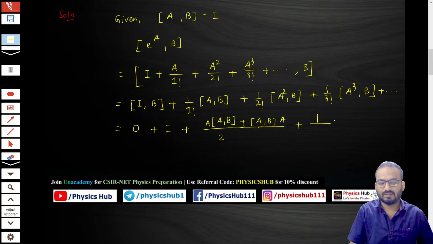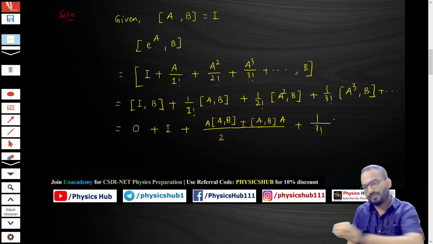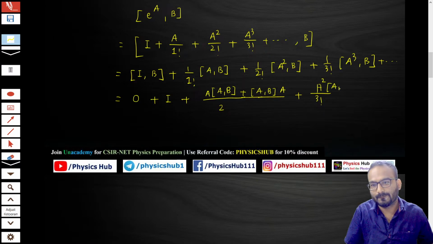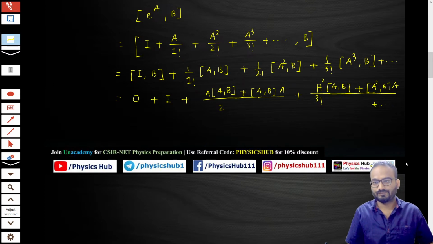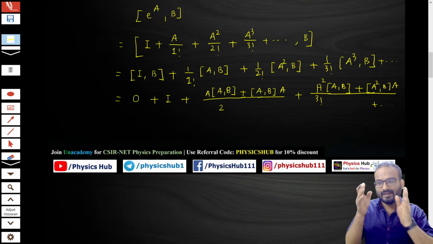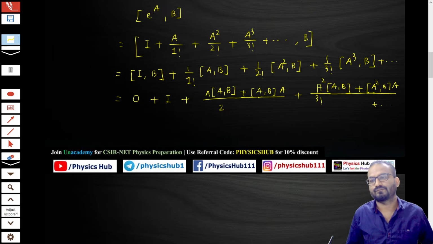Similarly, if you write this term, what will this term be? This will be 1 upon 3 factorial [A cube, B]. So you can write it as A square into A and B, right? So what can we write? We can write it as A square [A, B], plus we can write A square B A. You can express this in this way, plus dot dot dot. It will go like this. So you can write A square into A or A into A square, whatever you want to write. I hope it is clear.